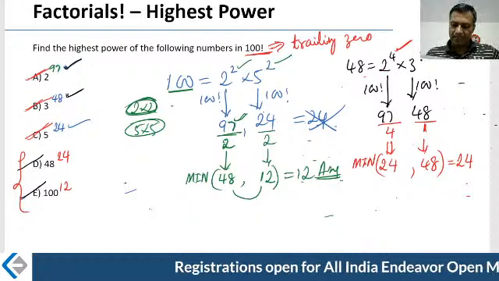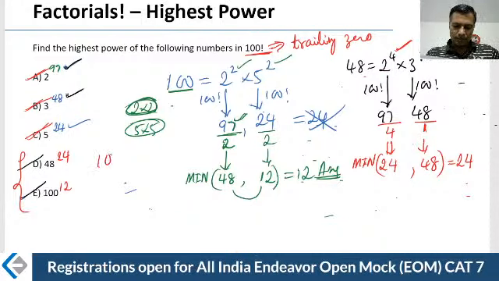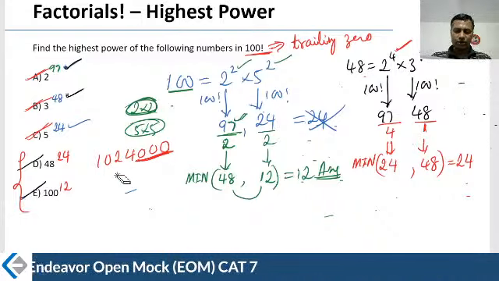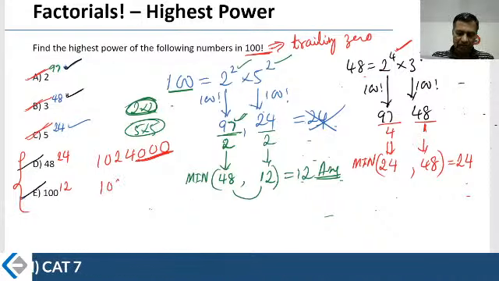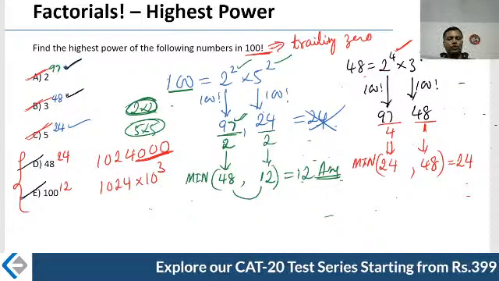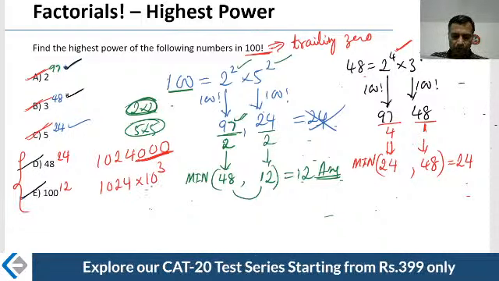What do you mean by trailing zeros? Assume my number is 1024000. Trailing zeros are these, not this, not this. Consecutive zeros towards the end. How many trailing zeros are there? The number of trailing zeros is 3. This number can be written as 1024 into 10 power 3. So 3 is the number of trailing zeros.